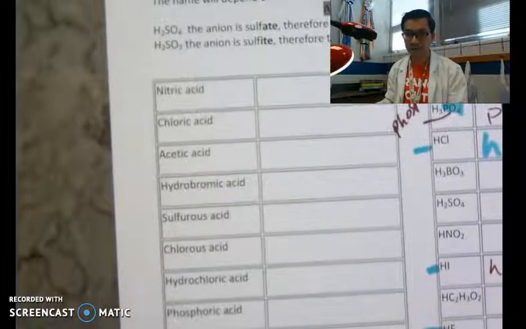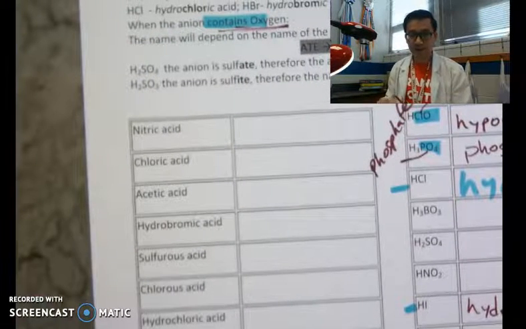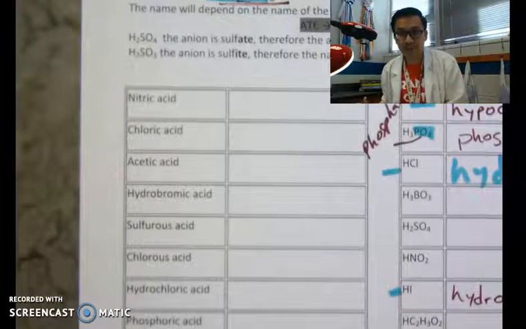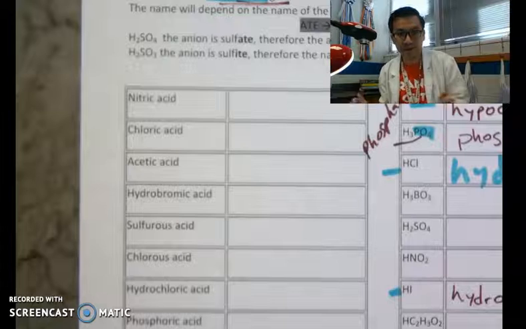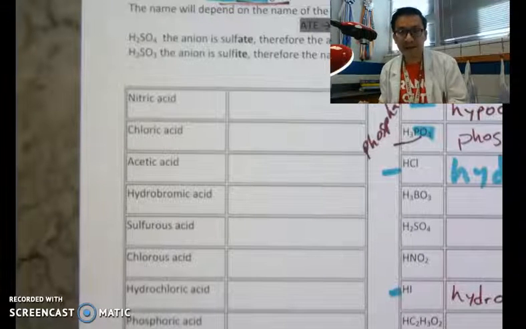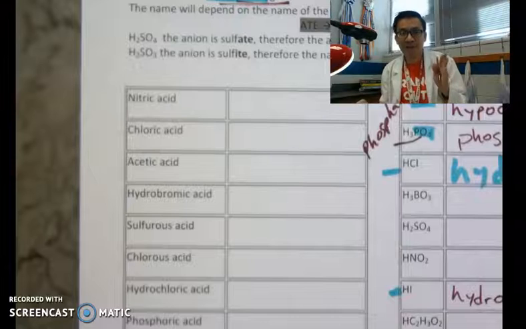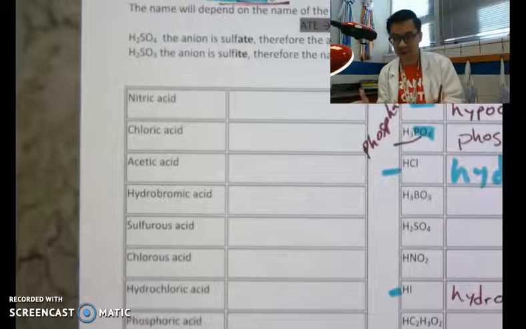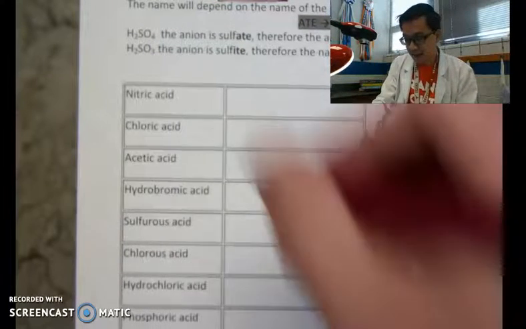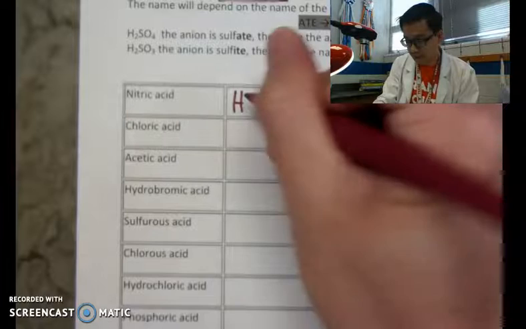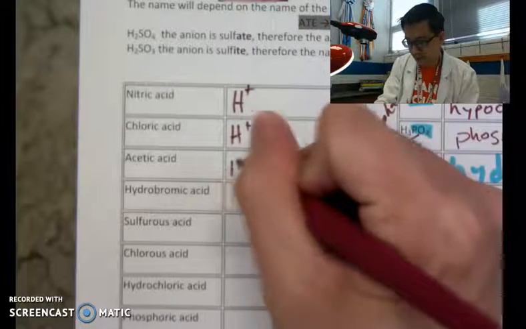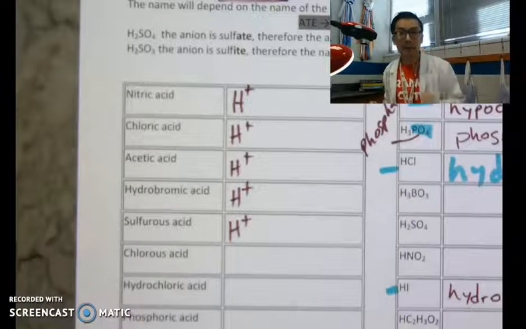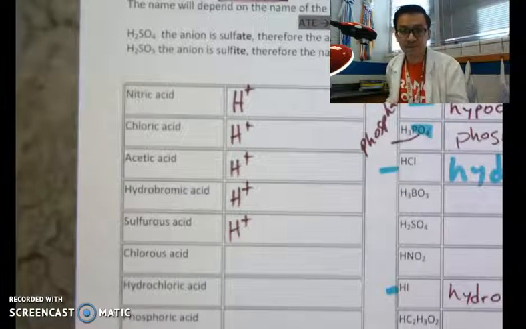The left side over here, to write the formulas, what you need to do is determine whether or not it has a polyatomic ion. So how do you know if it has a polyatomic ion? It has a polyatomic ion if there is no hydro. If you don't see hydro, that means there's a polyatomic ion in there. Okay, so they're all acids, so they all start with H. H plus. H is always plus 1. So you can go all the way down and write H plus on all of them, right? Because H is plus 1.